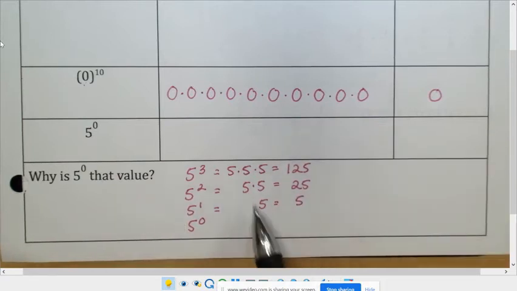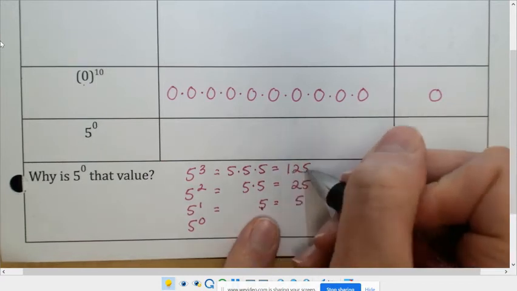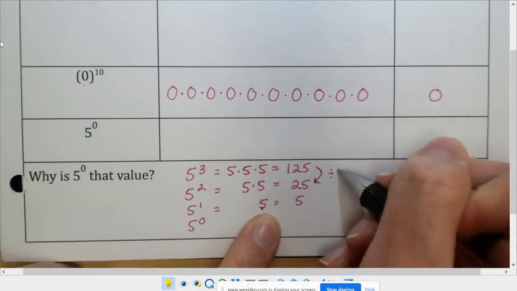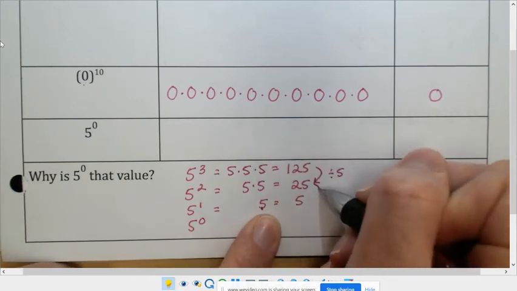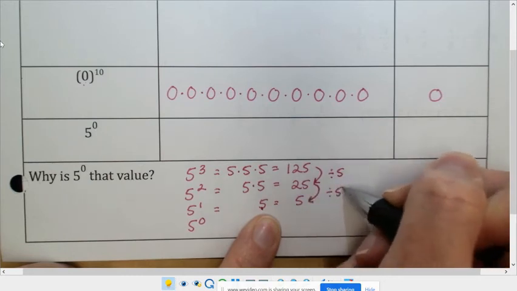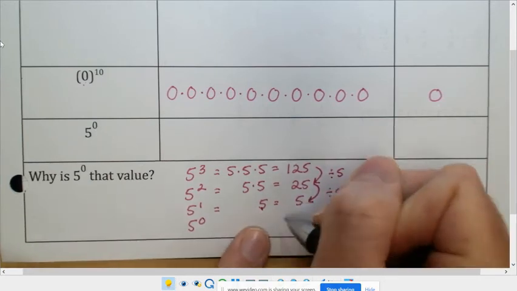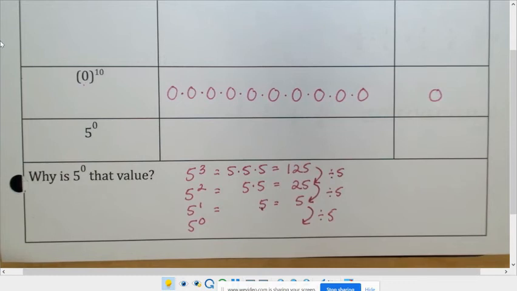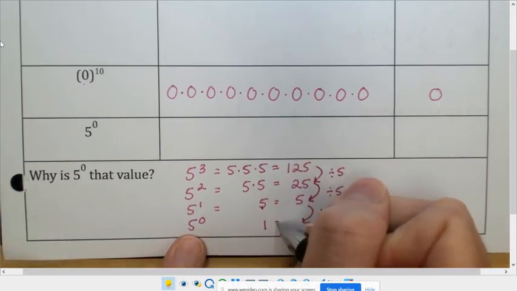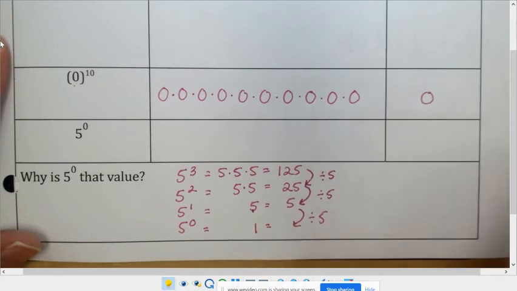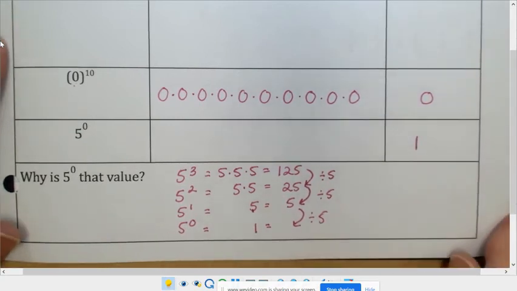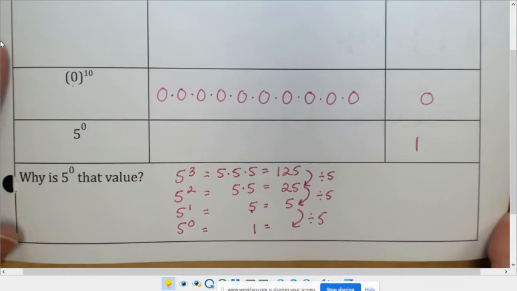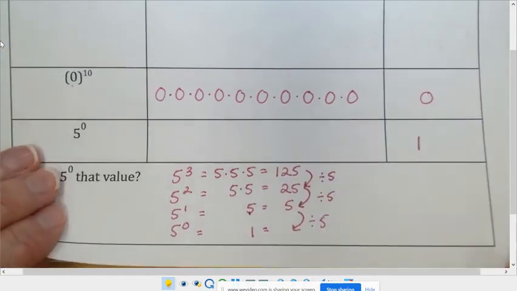If I look at my pattern, what's happening? I'm losing a 5 every time, right? That actually means I'm dividing a 5 out every time, which makes sense because 125 divided by 5 gives me 25. Then 25 divided by 5 gives me 5. Then 5 divided by 5 gives me 1. So any number to a 0 power, the answer is 1. That would be the answer for that.